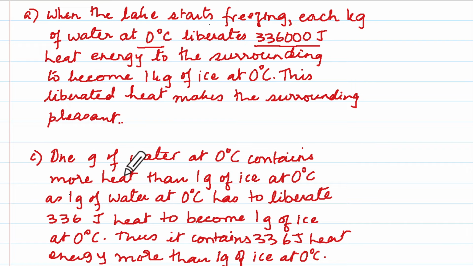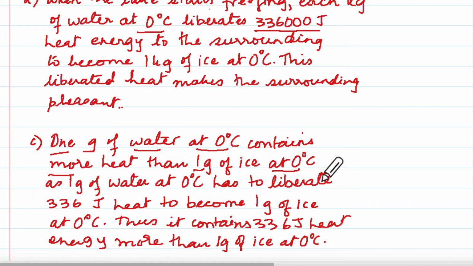Then the C part, which one has more heat? 1 gram of water at 0 degree C has more heat than 1 gram of ice at 0 degree C. Why? Because, put a comma here, 1 gram of water at 0 degree C has to liberate, means give out or reject, 336 joule heat energy to become ice. How much of ice? 1 gram of ice at what temperature? 0 degree C. And this means that this water has 336 joules of heat energy more than 1 gram of ice at 0 degree C.